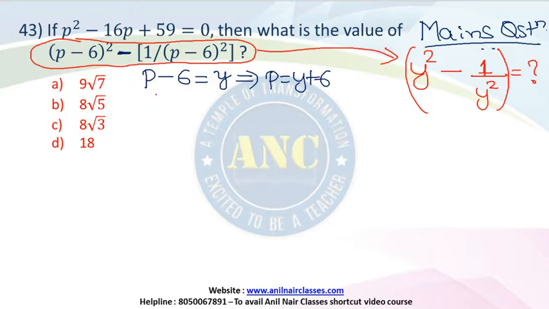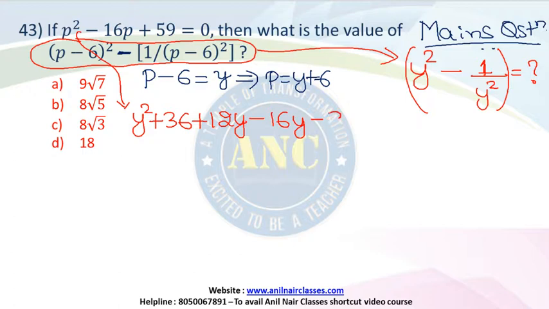I hope the idea is clear. Now the p value is y plus 6. Substitute in the given equation. So p square is (y plus 6) whole square, y square plus 36 plus 12y, right? Next, minus 16 into (y plus 6), because the equation says minus 16p, minus 16y minus 96 plus 59 equal to 0. I hope you are understanding, sir. These are all exactly similar to my previous last 3 to 4 questions. There is no change.